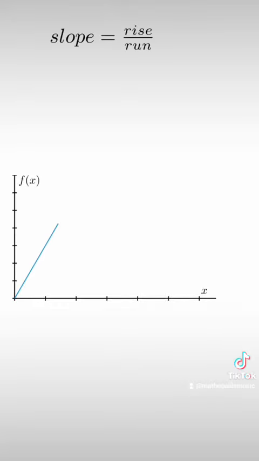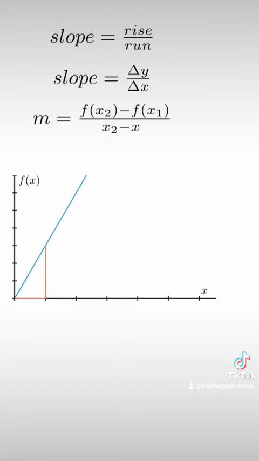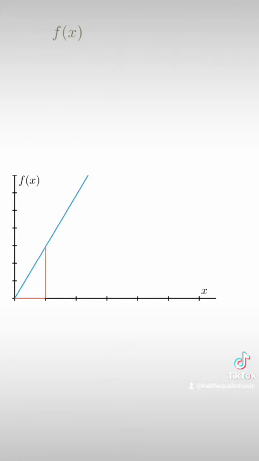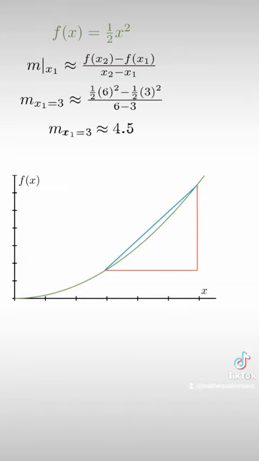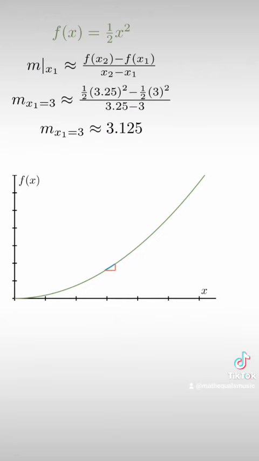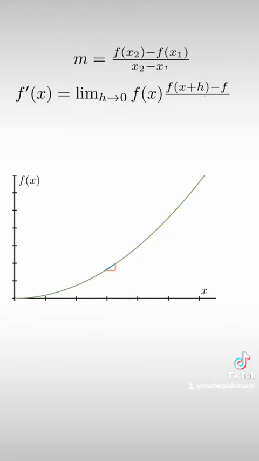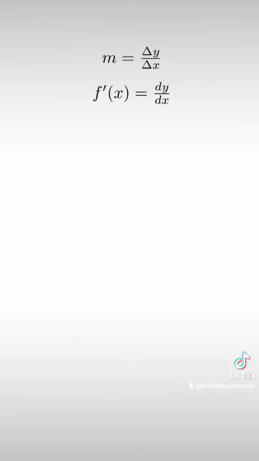For linear functions, we can calculate its slope by using rise over run, given by the equation delta y over delta x. For more complicated functions, we can approximate the slope at a particular point by bringing delta x closer and closer to zero. Calculus allows us to define the derivative given by this equation. This converts the slope delta y by delta x into the derivative dy by dx. Remember that d stands for derivative, and it's not a fraction.